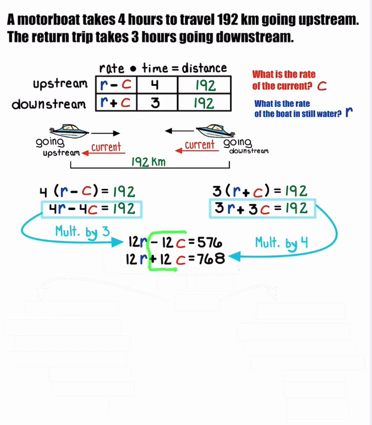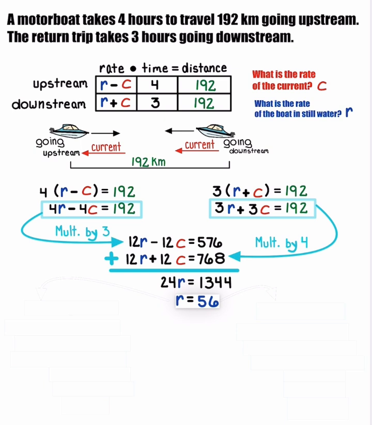The C's are now opposites, so we're ready to draw a line and combine. 12R plus 12R gives me 24R. The negative 12C and 12C eliminate, bring down the equal sign, and 576 plus 768 is 1,344. To finish getting R by itself, let's divide both sides by 24. So we find that R is equal to 56. The 56 is the rate of the boat in still water.